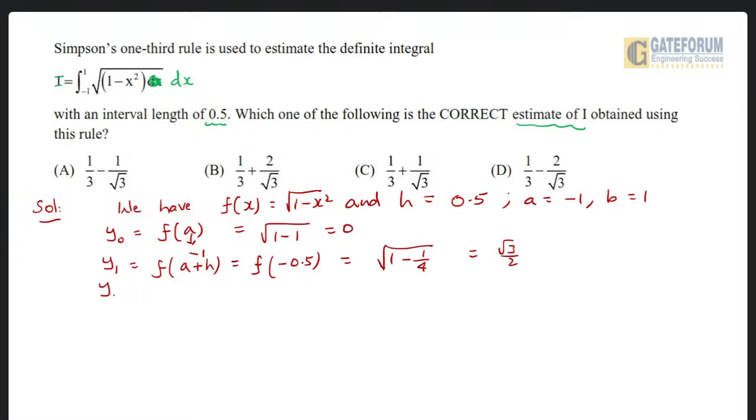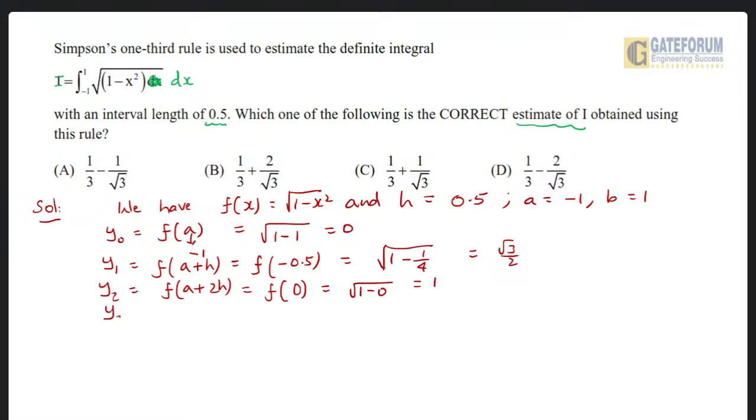Next, y2, the function value at a plus 2h. A plus h, a plus 2h are the abscissae of the subintervals. Adding one more h to minus 0.5, you will be getting f of 0. Putting x equal to 0 in fx, you will be getting root over 1 minus 0, that is 1.